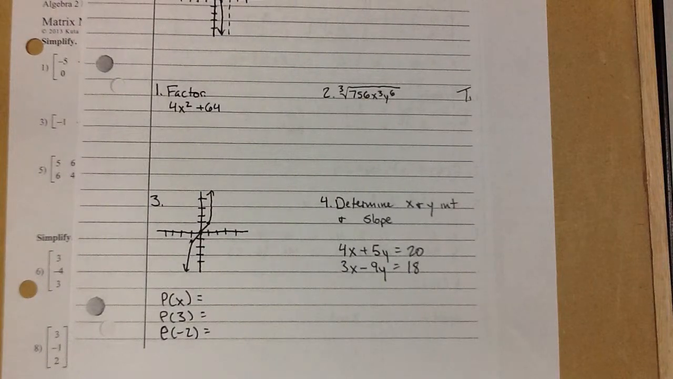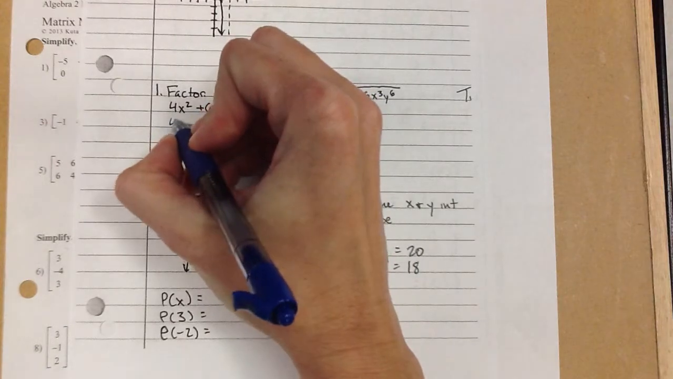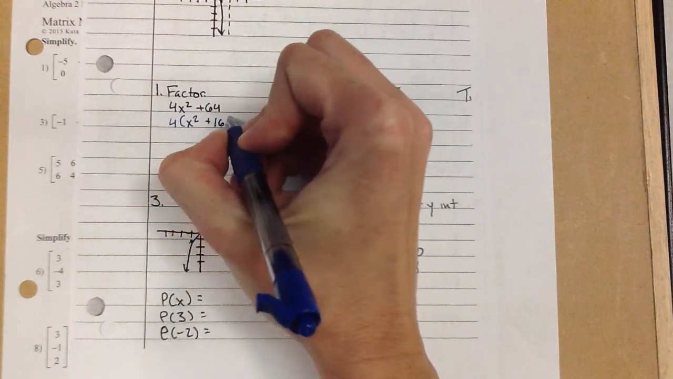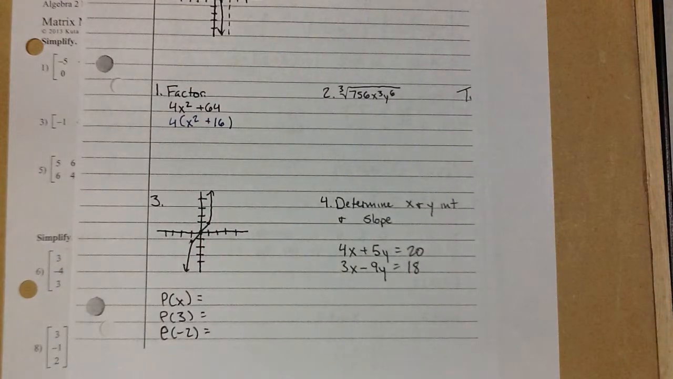Okay, so the first one here says that we need to factor 4x squared plus 64. So does 4x squared and 64 have something in common? 4. Okay, so I take out a 4 and I'm left with x squared plus 16. Does that factor?